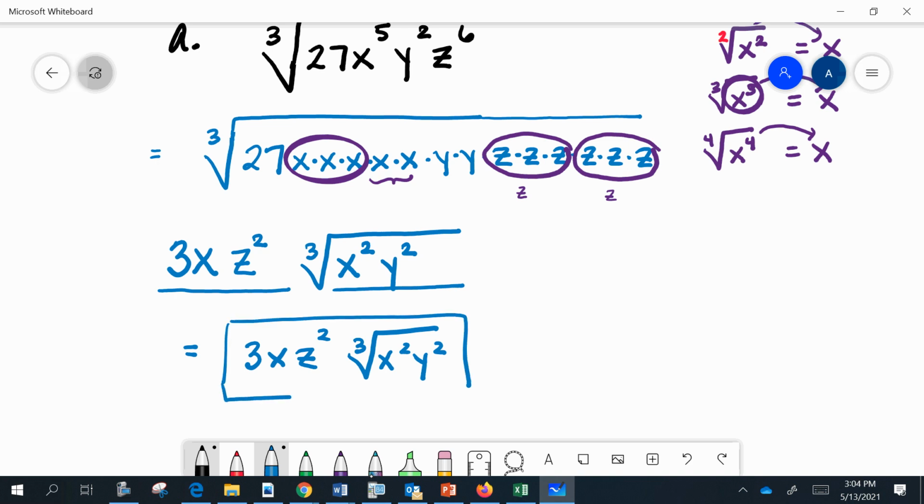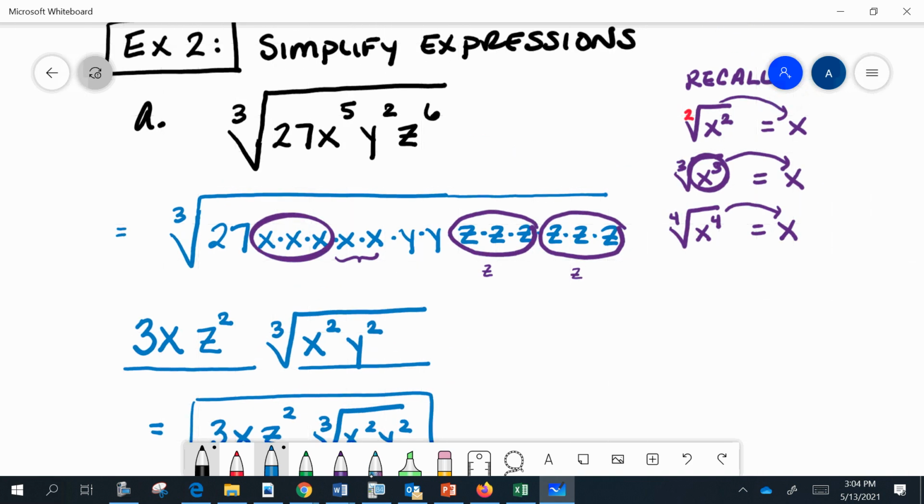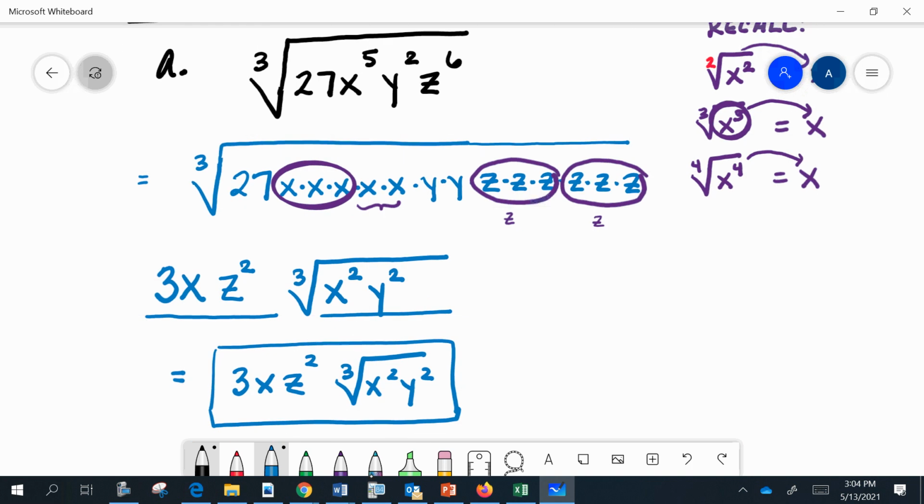All right, so what are we really doing when we're making our groups and circling them? What we're doing is we're dividing, okay? So we're basically saying 3 goes into 5 one time with 2 left over. And we say 3 does not go into 2, so that's why we didn't break up the y's. We say 3 goes into 6 2 whole times with nothing left over. So when you cube root variables with exponents, we're really just dividing.